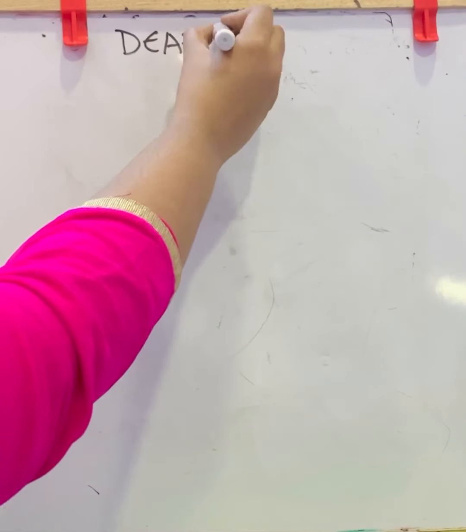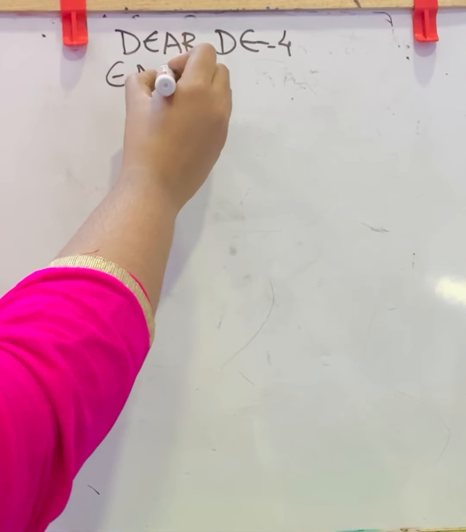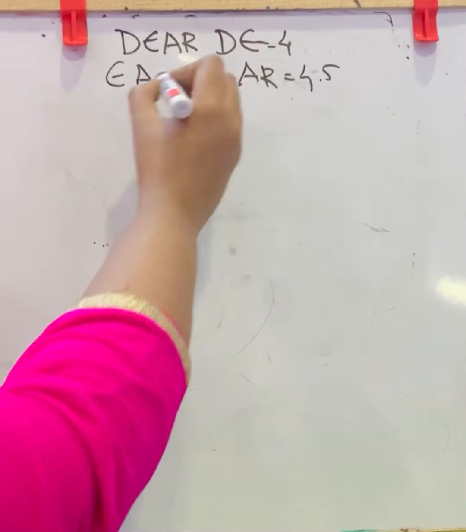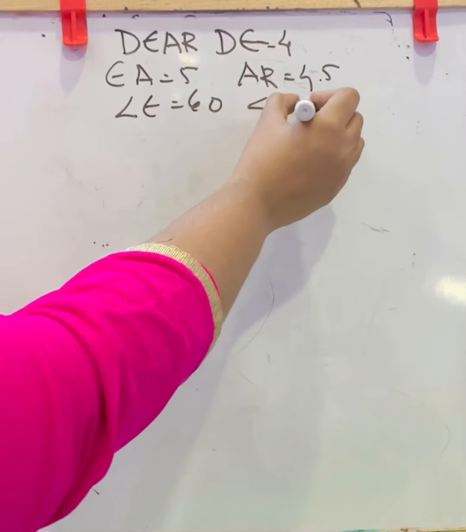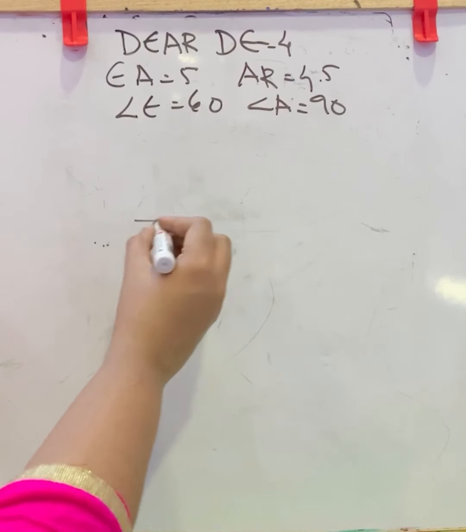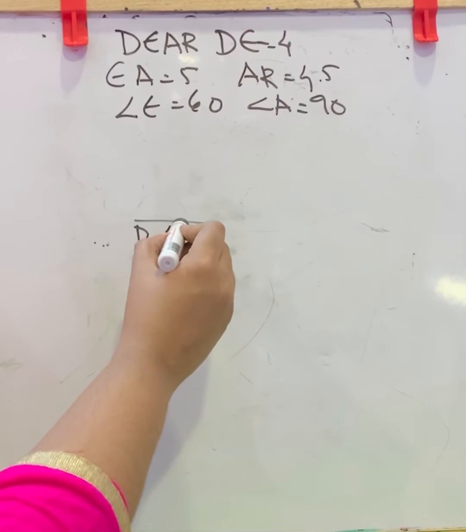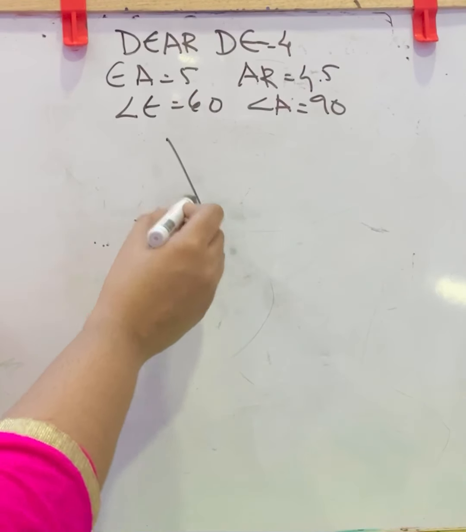In that, DE equal to 4 centimeter, EA equal to 5 centimeter, AR is 4.5 centimeter, angle E equal to 60 and angle A equal to 90. So here, first we will draw a rough figure. DE is 4 centimeter. Next is 60 degree angle, angle E. We will construct 60 degree and extend it.